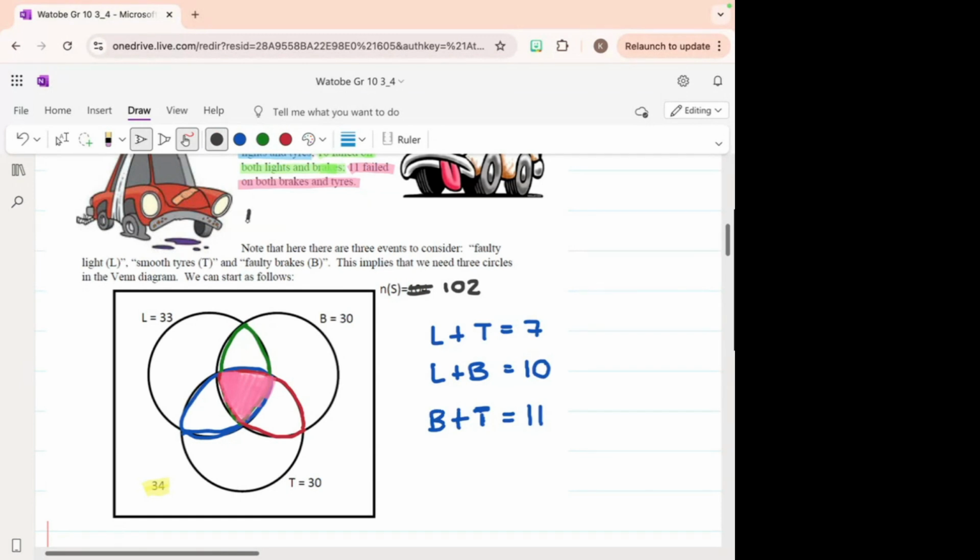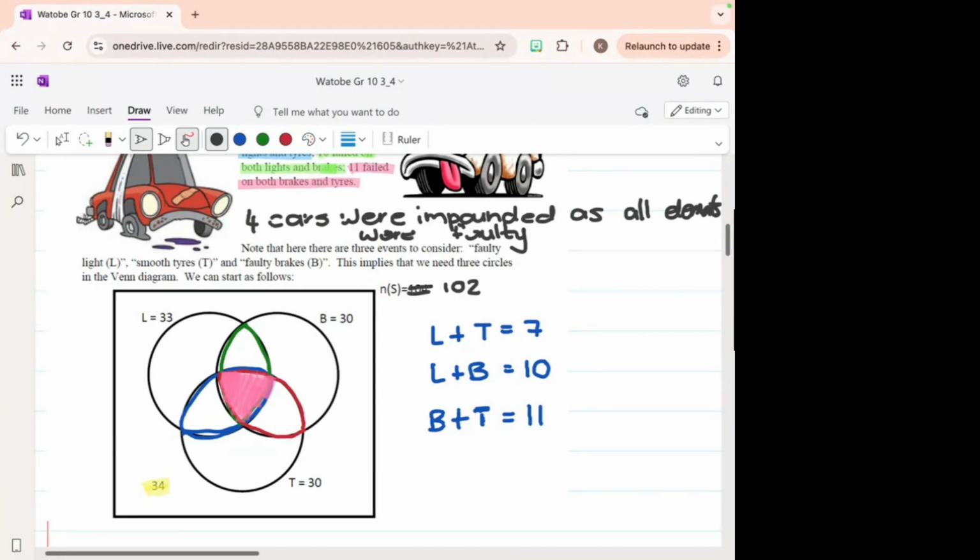4 cars were impounded as all elements were faulty. Okay, so in other words, 4 of the cars were just impounded. They were just like, we're taking them away, we're driving them off. Why? Because everything is just faulty on them. They don't have lights, they don't have brakes, and they don't have tires. So 4 are just completely wrong.